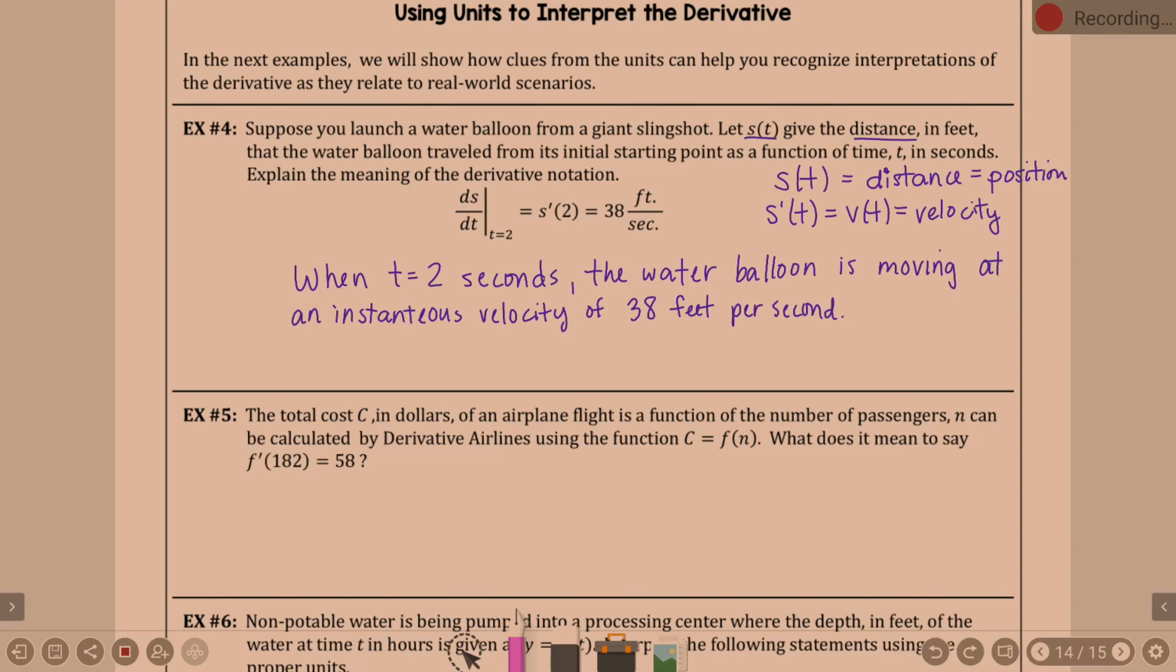When there's 182 passengers, the cost of the flight is $58 per person. What did you say there? So, if there's 182 passengers, they can fly for $58 per person, or per passenger, I guess. Except, remember it's a derivative here. The rate is changing $58 per passenger. Okay? Yeah, for sure.